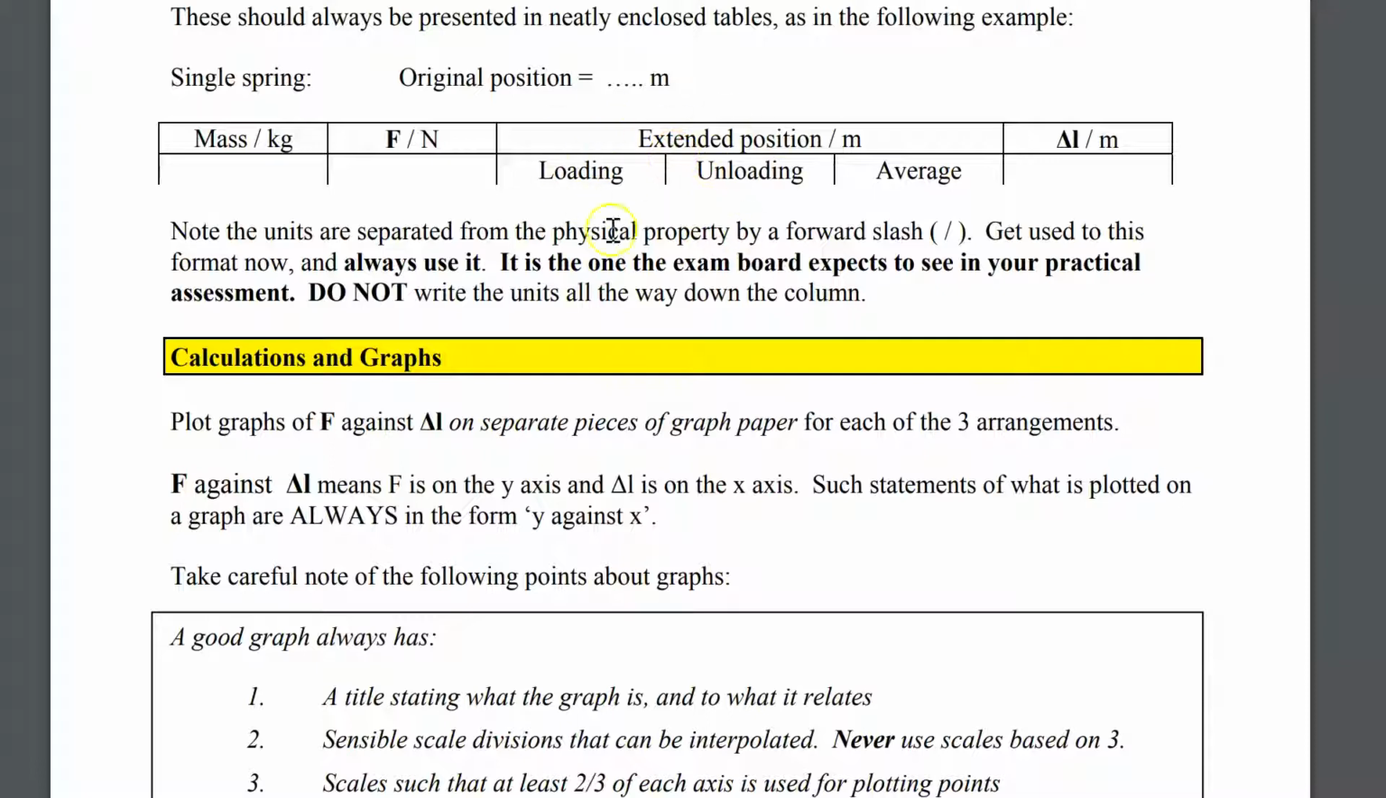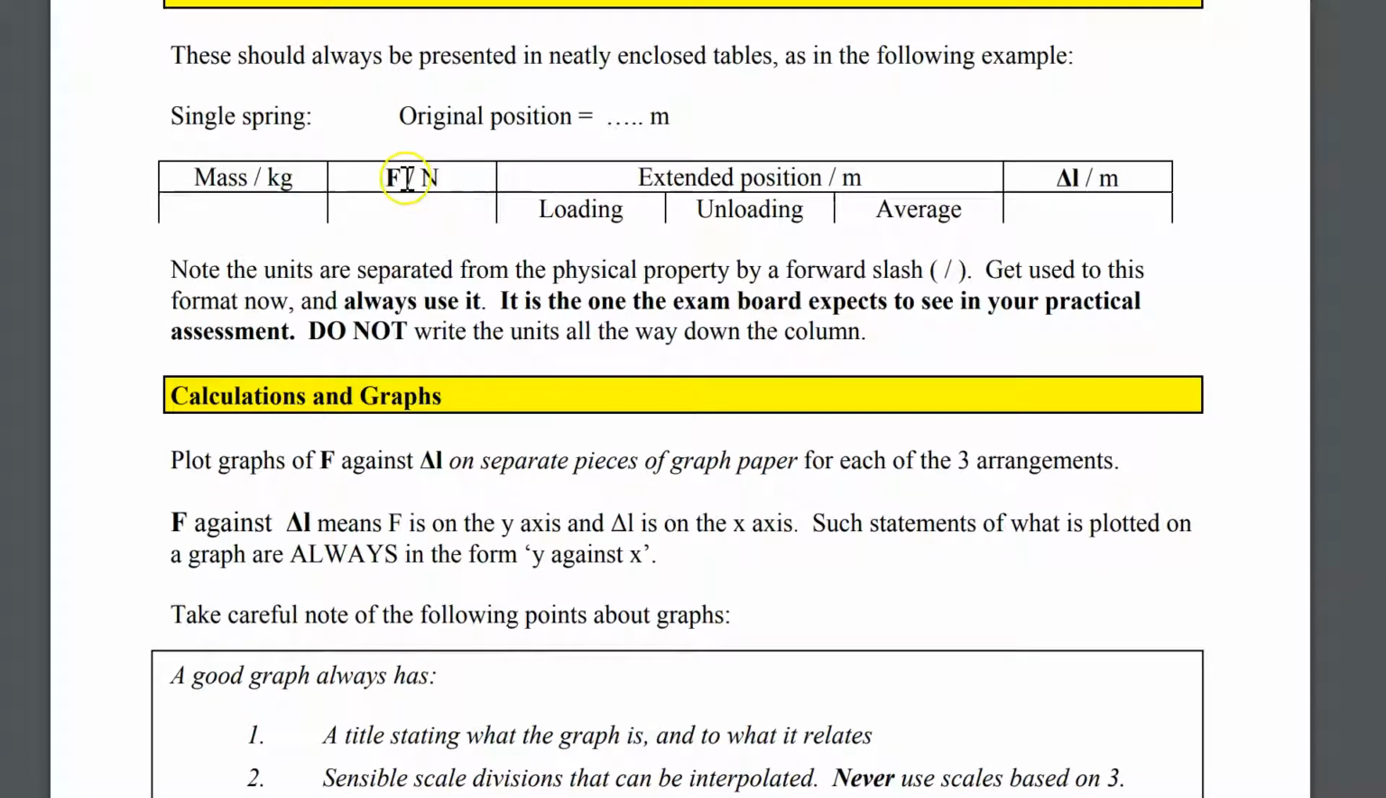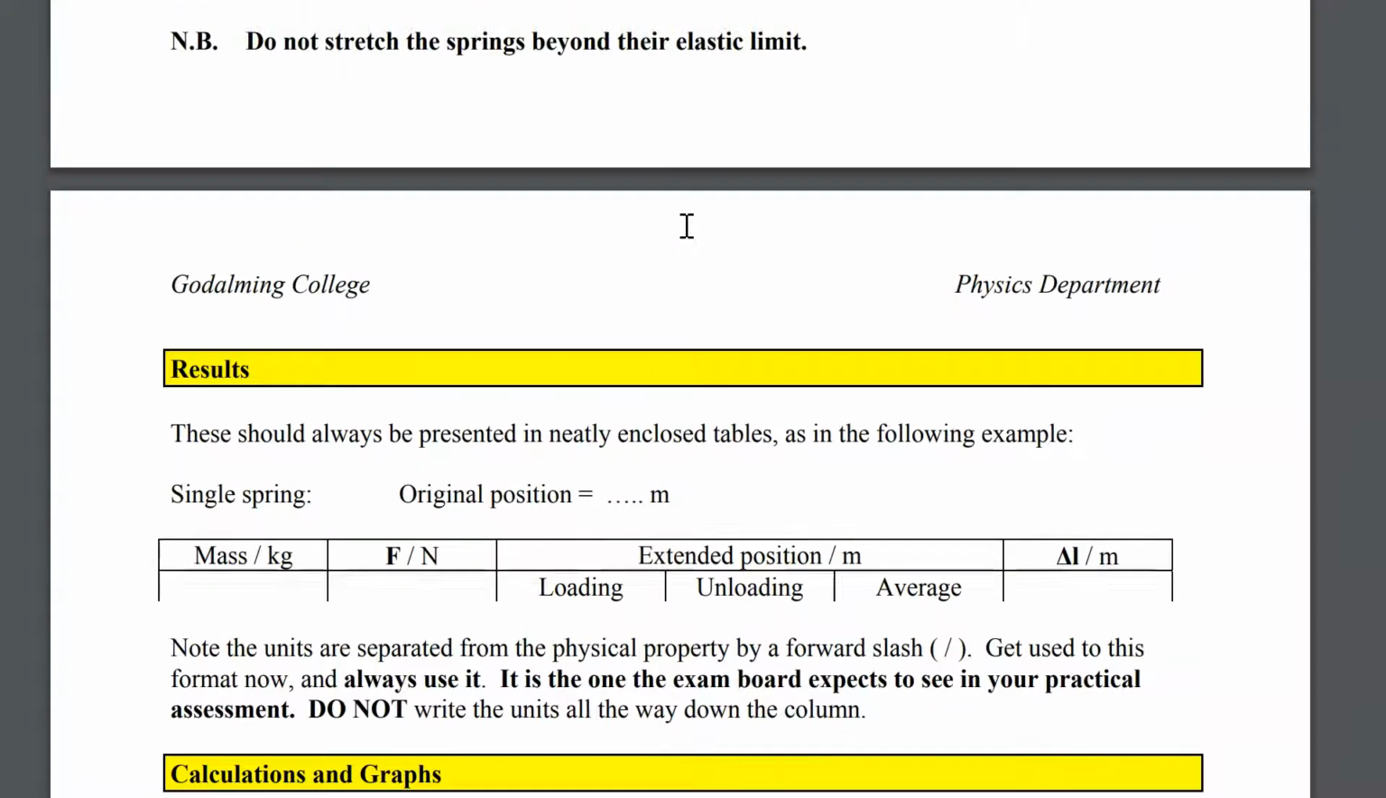One thing you might not have done at GCSE is taking a value for both the loading and the unloading, and when I go through the experiment I'll show you exactly what I mean by that. This gives us 2 values very quickly for the same load, and that means that we can average it and get a slightly more reliable reading.